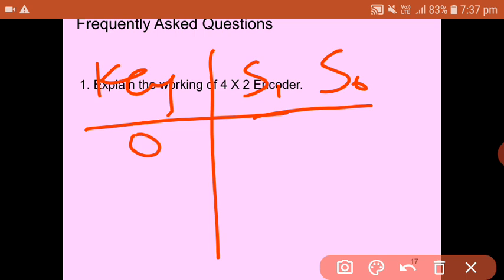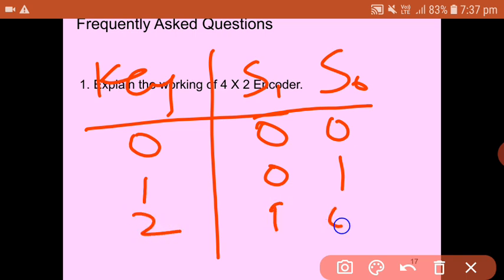Whenever 0th key is pressed, then the output will be 0 0. Whenever first key is pressed, then the output will be 0 1. Whenever second key is pressed, then the output will be 1 0. Whenever third key is pressed, then the output will be 1 1. Based on this, you can realize the circuit like this.